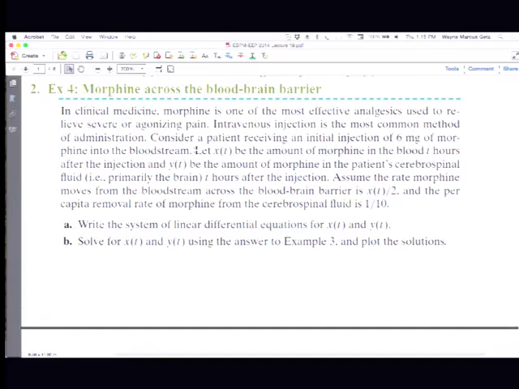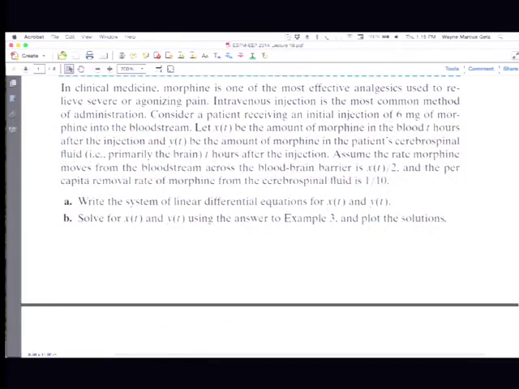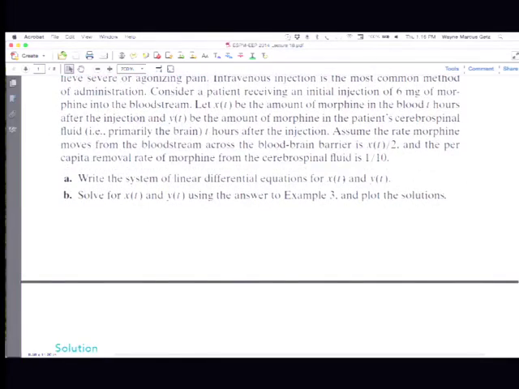So one can do experiments. People can do experiments with animals, inject into the blood, and then take out at fixed points in time, every 10 minutes, whatever, a small sample from the blood and the brain, and they can estimate the rates. If x of t is the amount of morphine in the blood t hours after the injection, and y of t is the amount of morphine in the brain, then you can assume the rate at which we go from the blood to the brain is proportional to half the concentration in the blood, and that the rate at which, in each unit of time, it's cleared from the brain is proportional to 1/10 of the concentration in the brain.